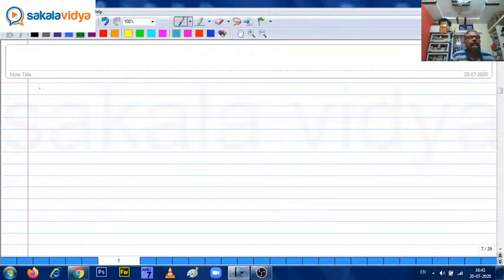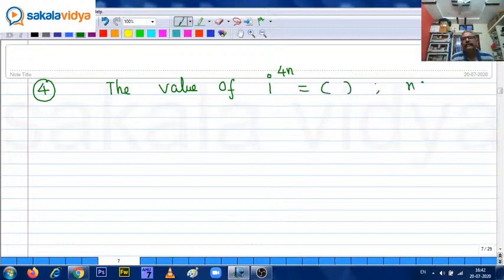So let us go to the fourth example now. The value of i to the power of 4n. Here n belongs to N. That means n is a natural number. What is the value of i to the power of 4n? That means generally we do the solution like this. 4n divided by 4, 4n times, the remainder is 0. So therefore i to the power of 4n equals how much? I to the power of 0, 1.